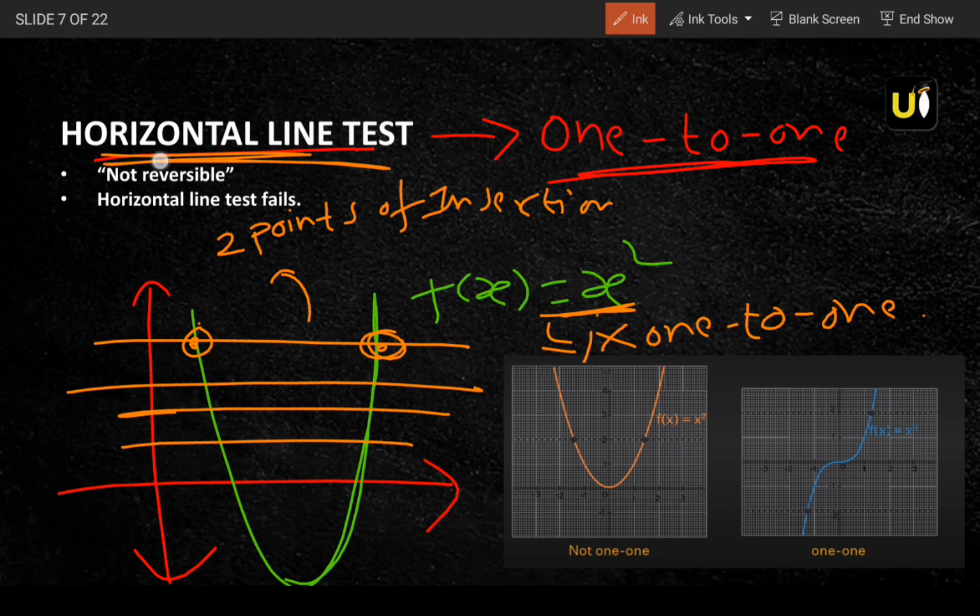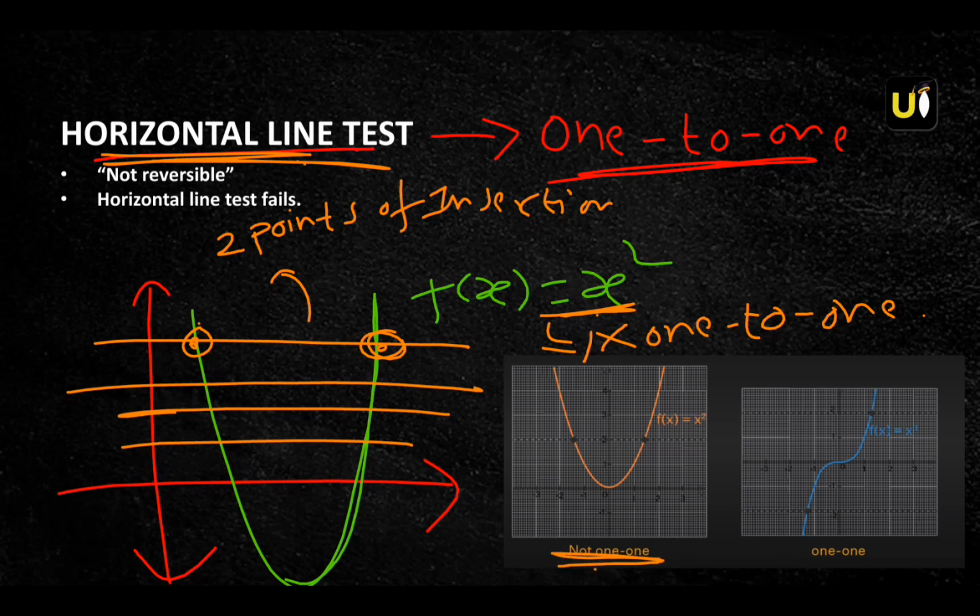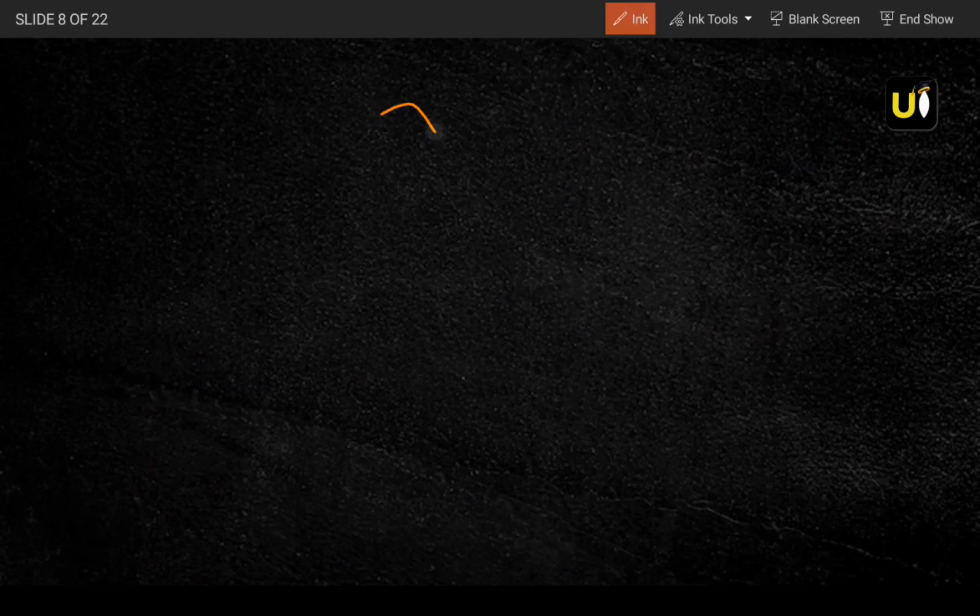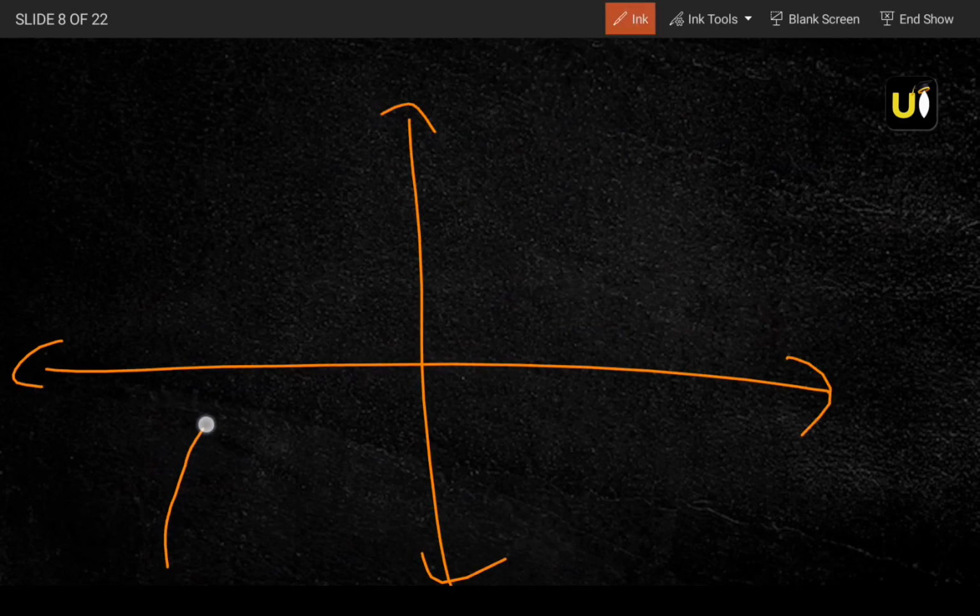This is how we determine whether the given graph is a graph of a one-to-one function or not. We use the horizontal line test to determine it. If we draw horizontal lines along the graph and we see there is intersection at more than one point, then we say that it is not a one-one function. Now let's see an example of a one-one function. The graph is like this.